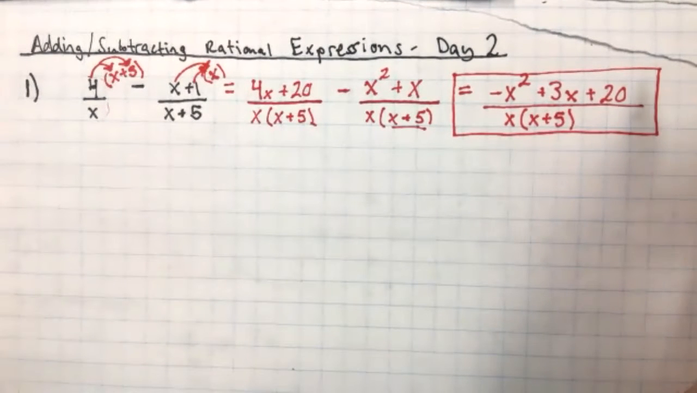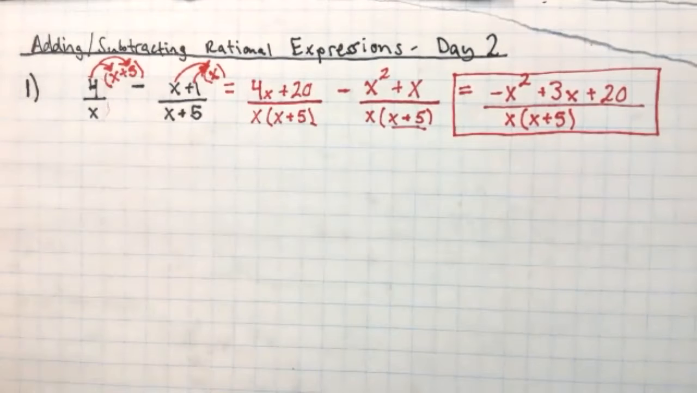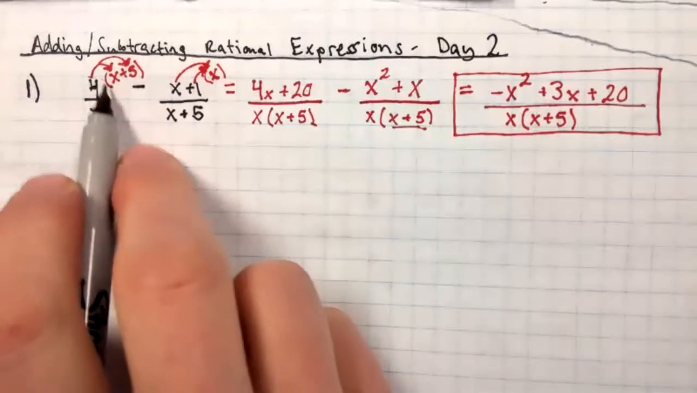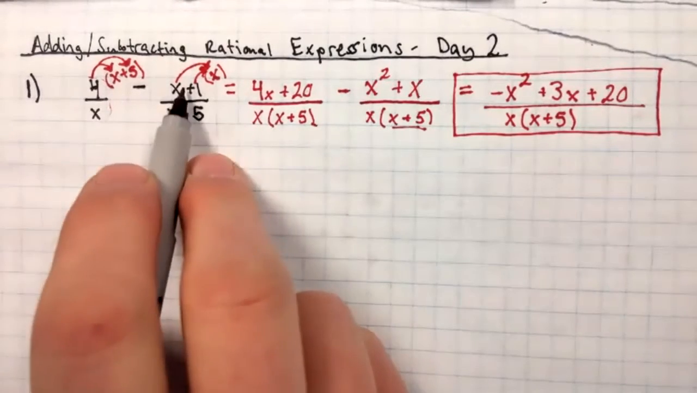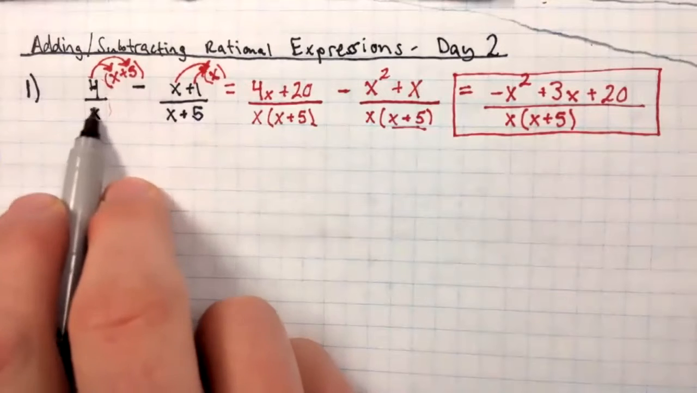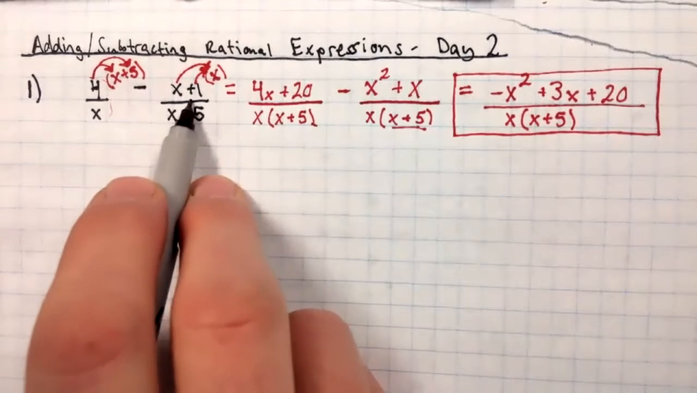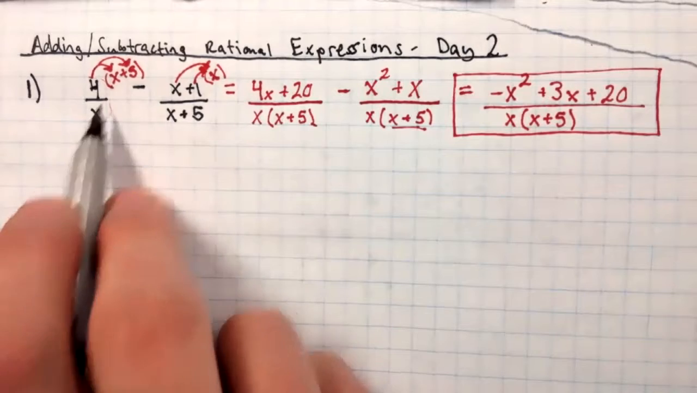Fantastic. Everybody think any questions on that first problem at all? Pretty confusing stuff? Not so bad. The key really is just multiplying, though. Start with multiplying your fractions. What did I need to multiply this by? It was x plus 5. You need to multiply this fraction by the x.